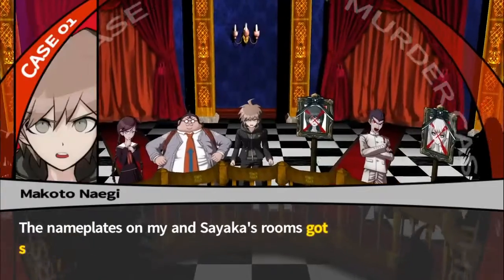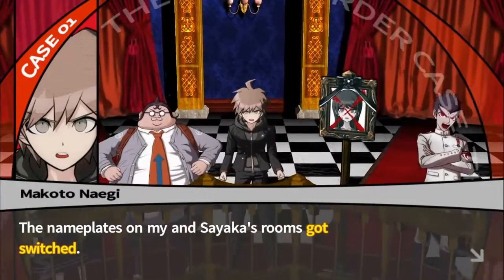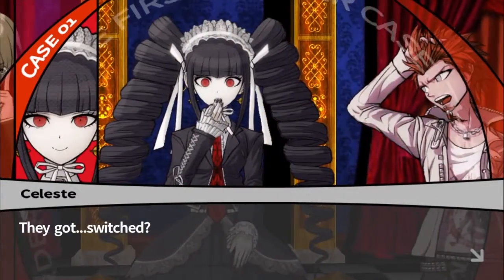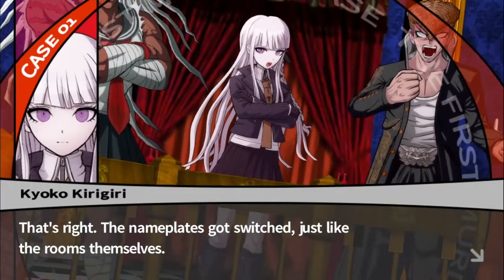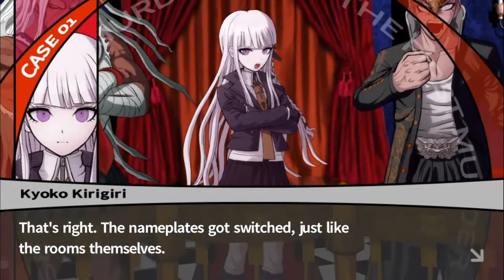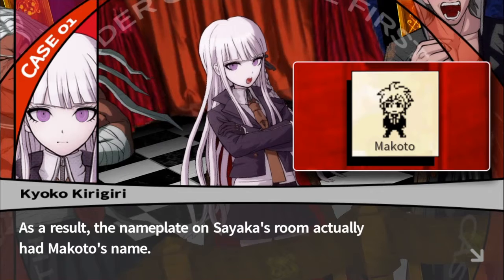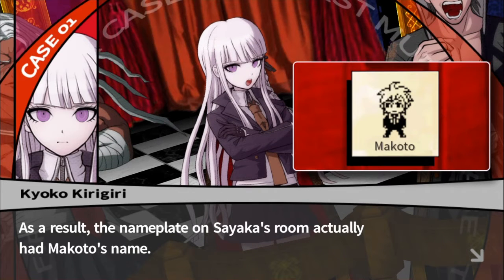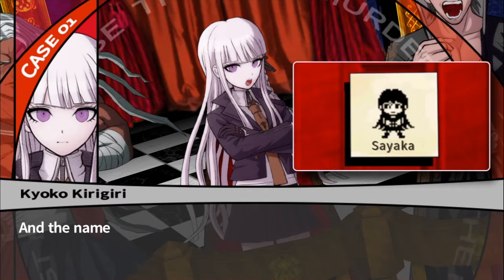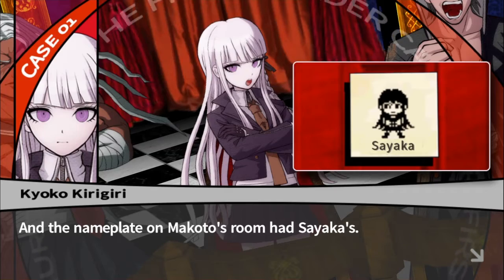No, that's wrong! The nameplates on Mai and Sayaka's rooms got switched. They got switched? That's right. The nameplates got switched, just like the rooms themselves. As a result, the nameplate on Sayaka's room actually had Makoto's name. And the nameplate on Makoto's room had Sayaka's.